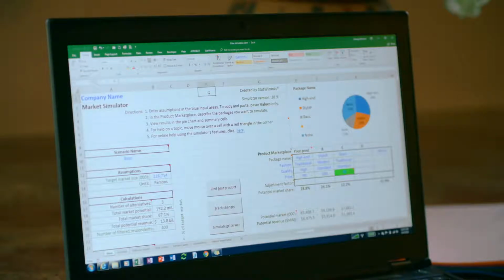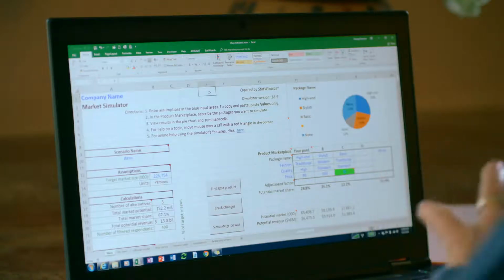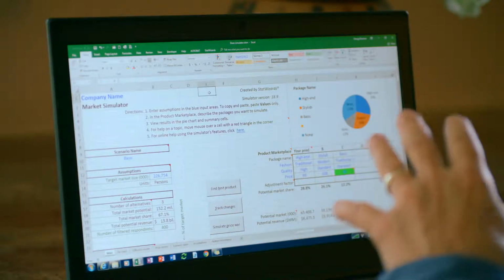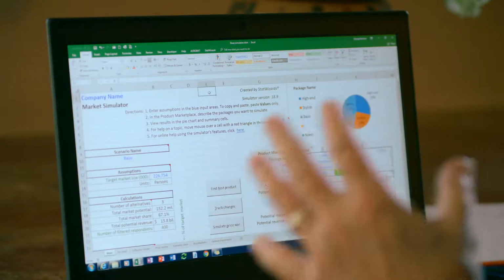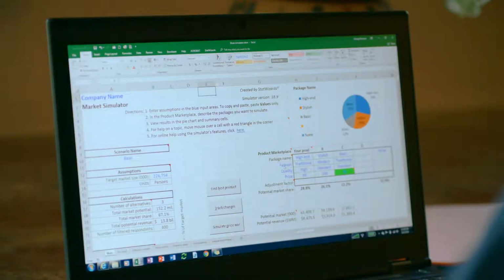This is an example of one of our market simulators. It's based upon some hypothetical data, and it deals with a market that's oversimplified. Most client markets are way more complicated than this. This happens to be a set of shoes, and these shoes have three different characteristics.